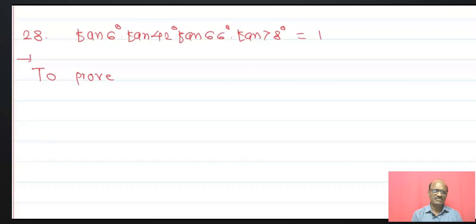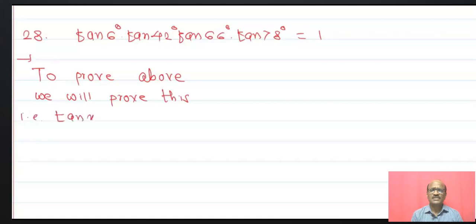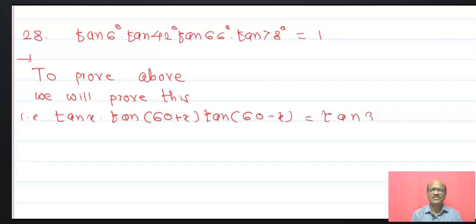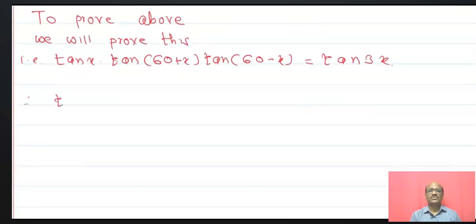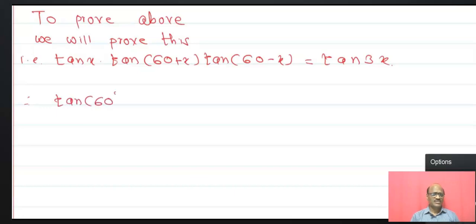Now question number 28. All the examples are very different, they are not similar ones in trigonometry. To prove the above, we will prove this: tan x into tan of 60 minus x into tan of 60 plus x is equal to tan of 3x. This is a very important result. Now see this result: tan x into tan of 60 plus x into tan of 60 minus x is equal to tan of 3x.